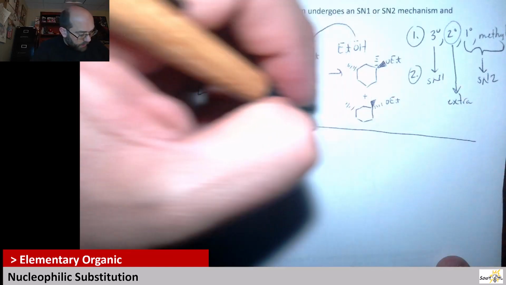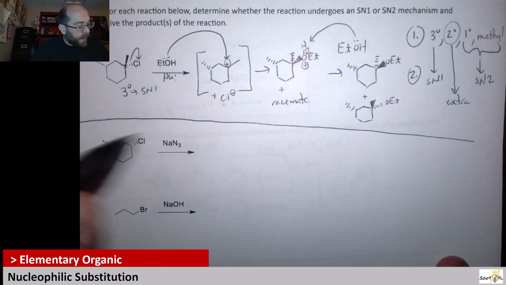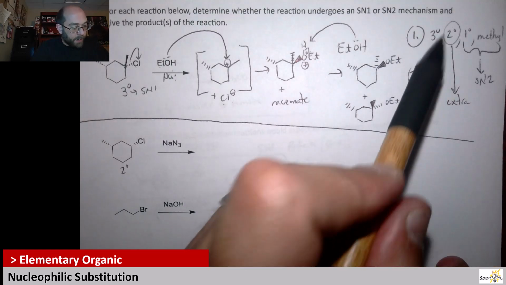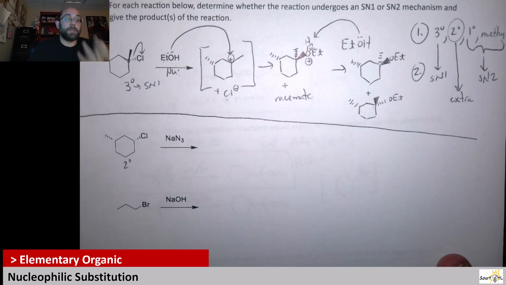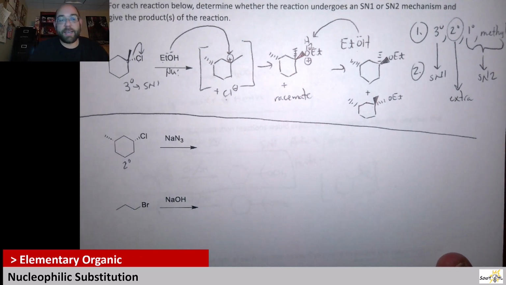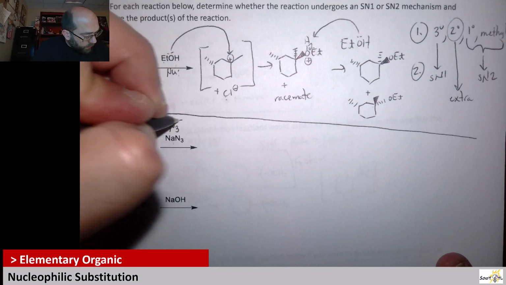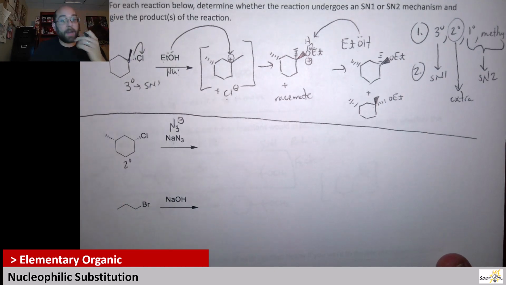All right, I'm going to draw a line here so that I don't bleed into stuff. All right, here we have a secondary substrate. And so remember, with secondaries, we have to kind of decide. It's going to require a little extra work. So with secondary, we can't say if it's SN1 or SN2. We have to look and see what the nucleophile looks like. And in this case, our nucleophile is this, N3-, right? Because that's an ionic compound. So this is our nucleophile.